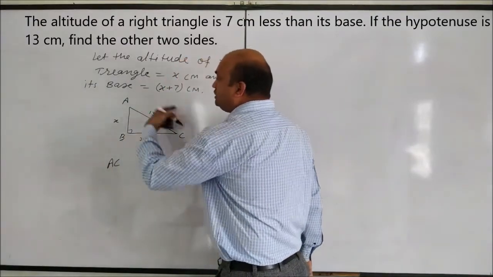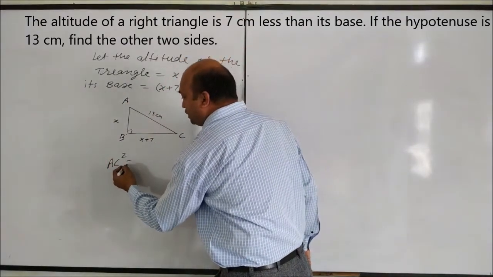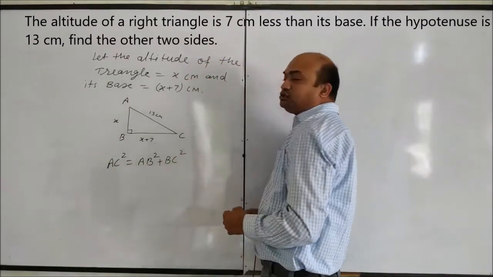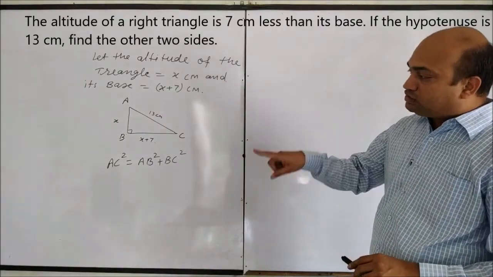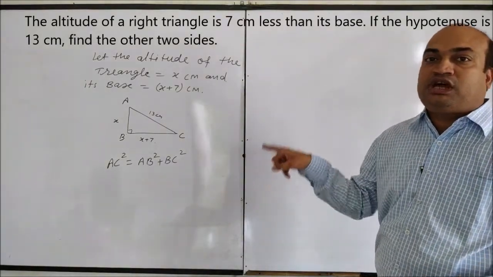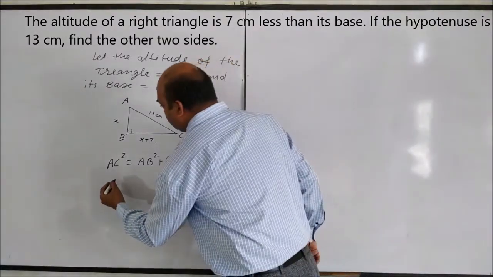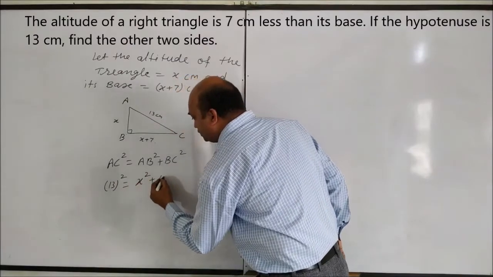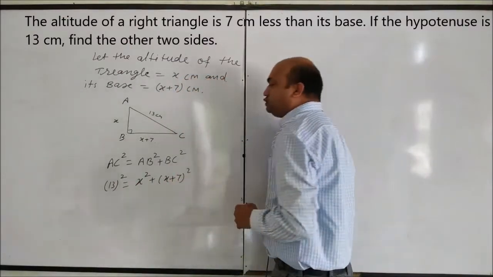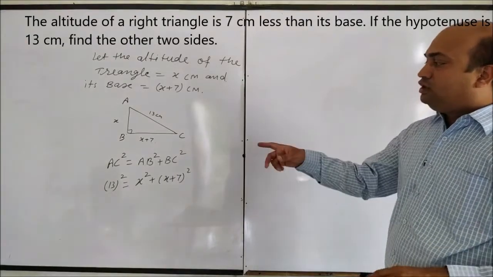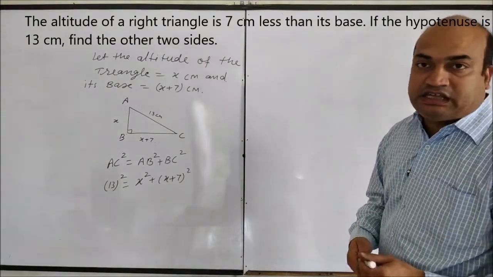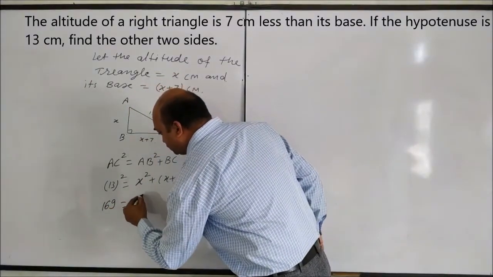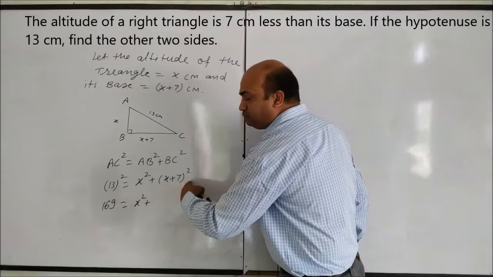In this triangle ABC, by Pythagoras theorem, we can write AC square is equal to AB square plus BC square. That is, the square of hypotenuse is equal to the sum of squares of altitude and base. This will be 13 square is equal to x square plus (x plus 7) square. Hypotenuse is 13, altitude and base are x and x plus 7. 13 square is 169. This will be x square plus, here we apply (a plus b) whole square.